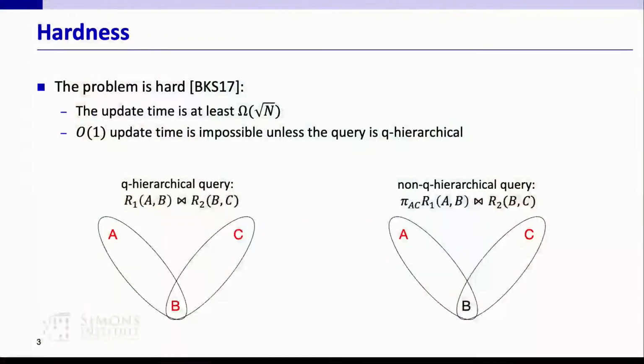So this problem in general is very hard. We learned that the update time for general queries is at least root n. And a data structure with a constant update time is only possible if the query is q-hierarchical. For example, we have two tables, R1(A,B) and R2(B,C). If we want all attributes to be output, then the query is q-hierarchical. But if we are only interested in the attributes A and C in the output, then this query is non-q-hierarchical.